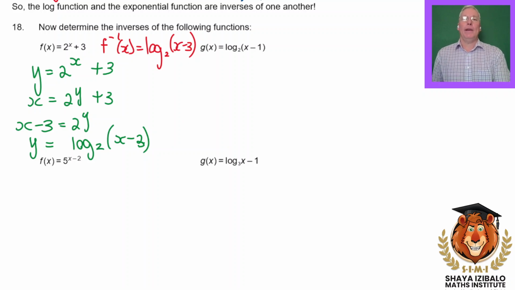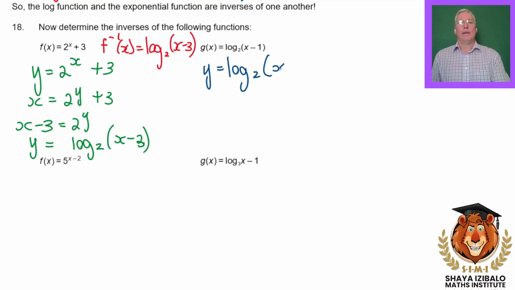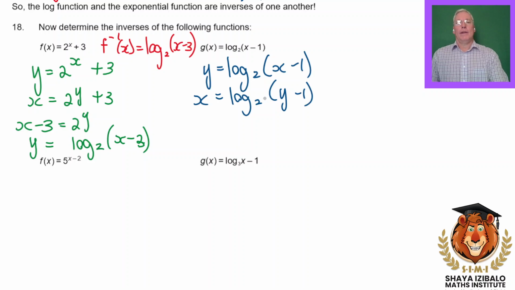All right, the next one, this one is a log function, and so its inverse will be an exponential function, right? First thing we write it as y equals log base 2 of x minus 1. The next thing we're going to do is swap x and y as we always do. x equals log base 2 of y minus 1. Next up, we're going to get y on its own.